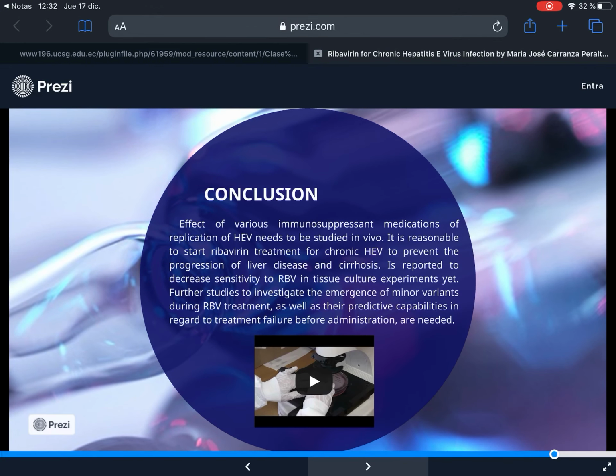Conclusion. The effect of various immunosuppressant medications on replication of hepatitis E virus needs to be studied in vitro. It is reasonable to start Ribavirin treatment for chronic hepatitis E virus to prevent the progression of liver disease and cirrhosis. A decrease in sensitivity to Ribavirin has been reported in tissue culture experiments. Further studies to investigate the emergence of minor variants during Ribavirin treatment, as well as their predictive capabilities regarding treatment failure before administration, are needed.